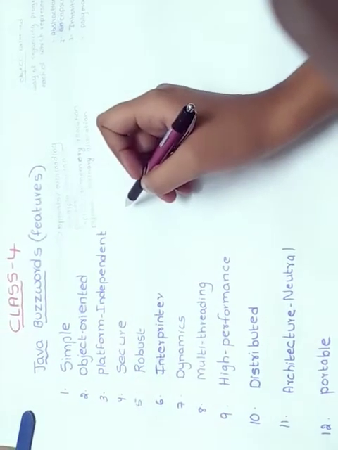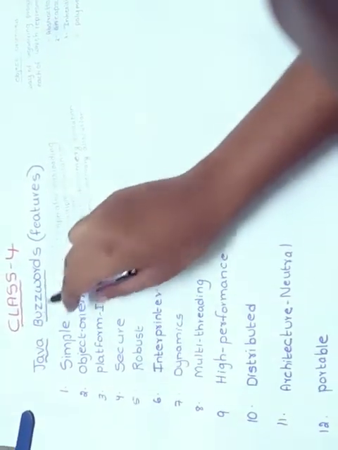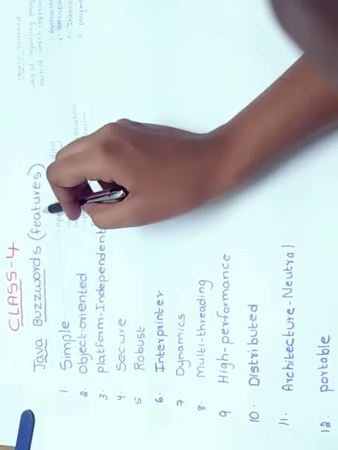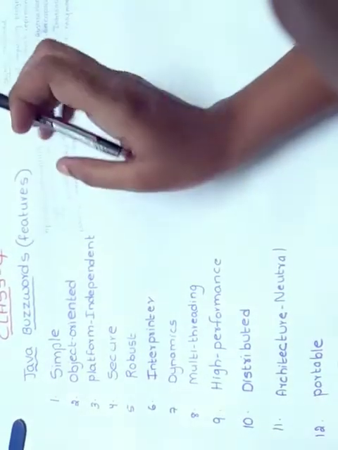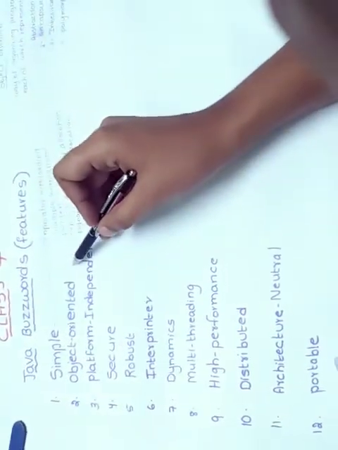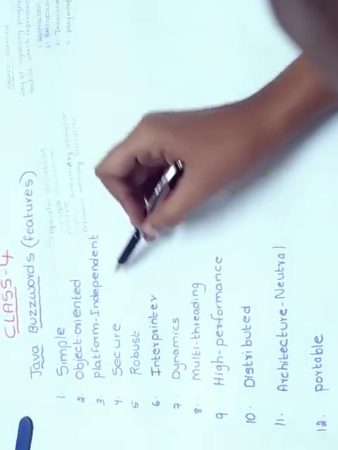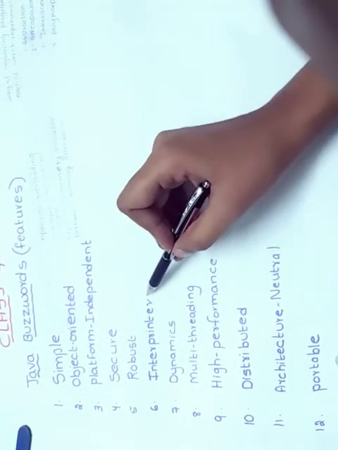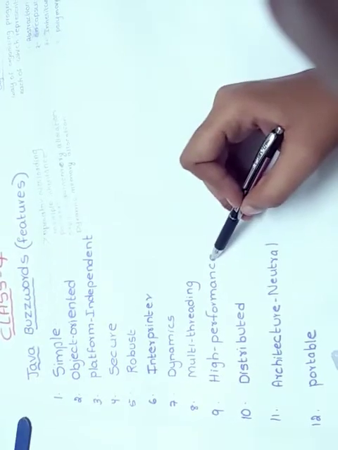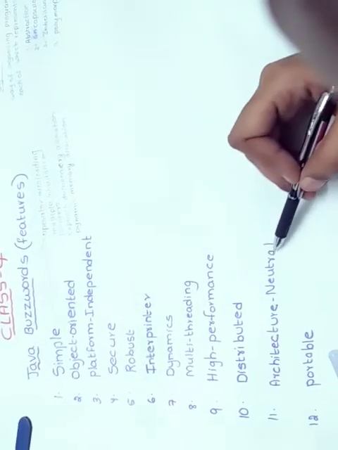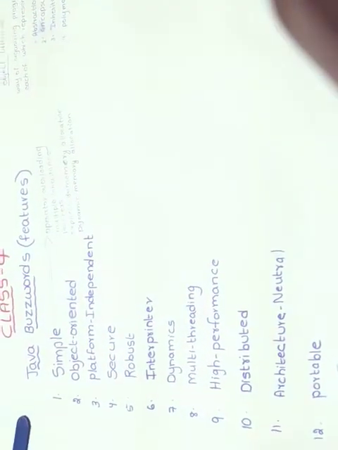In this tutorial, I want to discuss Java buzzwords. Buzzwords means features of Java. So I am going to discuss 12 features of Java: simple, object-oriented, platform-independent, secure, robust, interpreter, dynamic, multi-threading, high performance, distributed, architecture neutral, and portable.